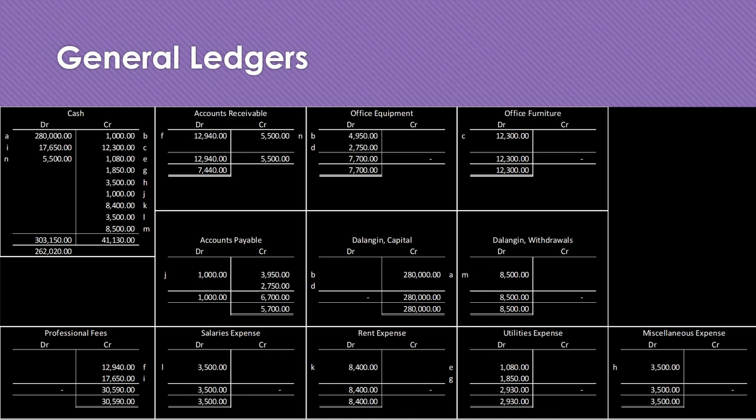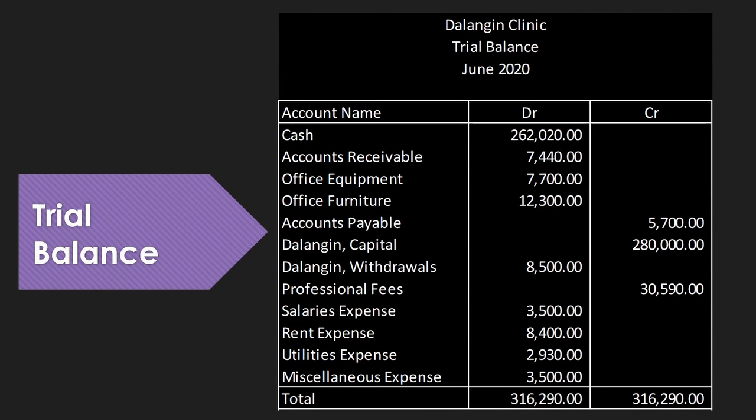Okay, so here you go. You have your cash at 262,020, your AR, your office equipment, office furniture, accounts payable, capital, withdrawals, professional fees, salaries expense, rent, utilities, and miscellaneous expense. So now, let's proceed with our trial balance. Again, meron akong detailed video ng mas mabagal na discussion on this, but since you can just view that on the other video, for this one, we'll just show you a quick recap.